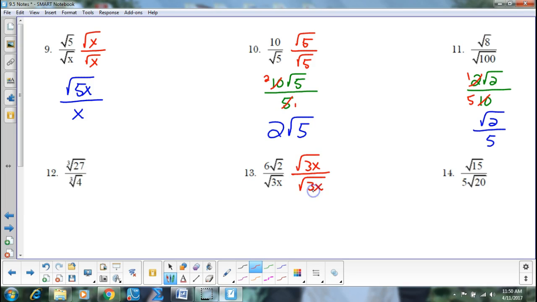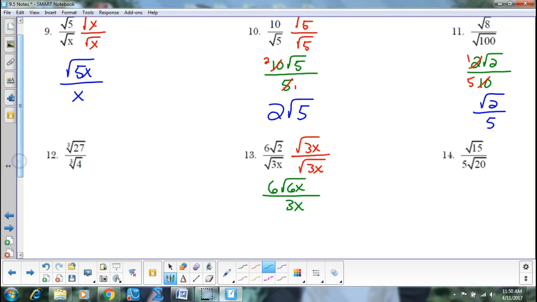Square root of 3x over square root of 3x gives me 6 times the square root of 6x over 3x. So then that's going to be 2 square roots of 6x over x. Okay.